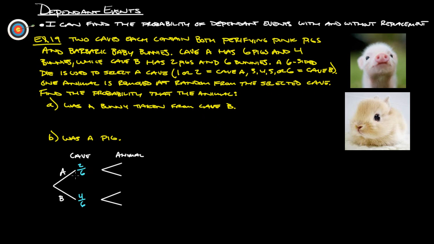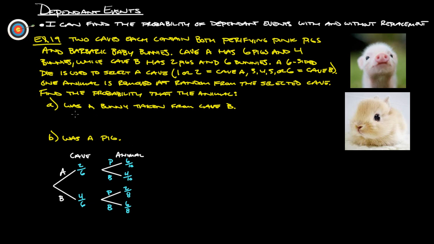Now, Cave A has 6 pigs and 4 bunnies. So the probability of getting a pig out of Cave A is 6 out of 10, which means the other 4 out of 10 would have to be bunnies. And if it's Cave B, there are 2 pigs and 6 bunnies, so 2 of the 8 total animals are pigs, and 6 out of the 8 total animals are bunnies. Once we have this all filled out, it makes these questions a lot easier.